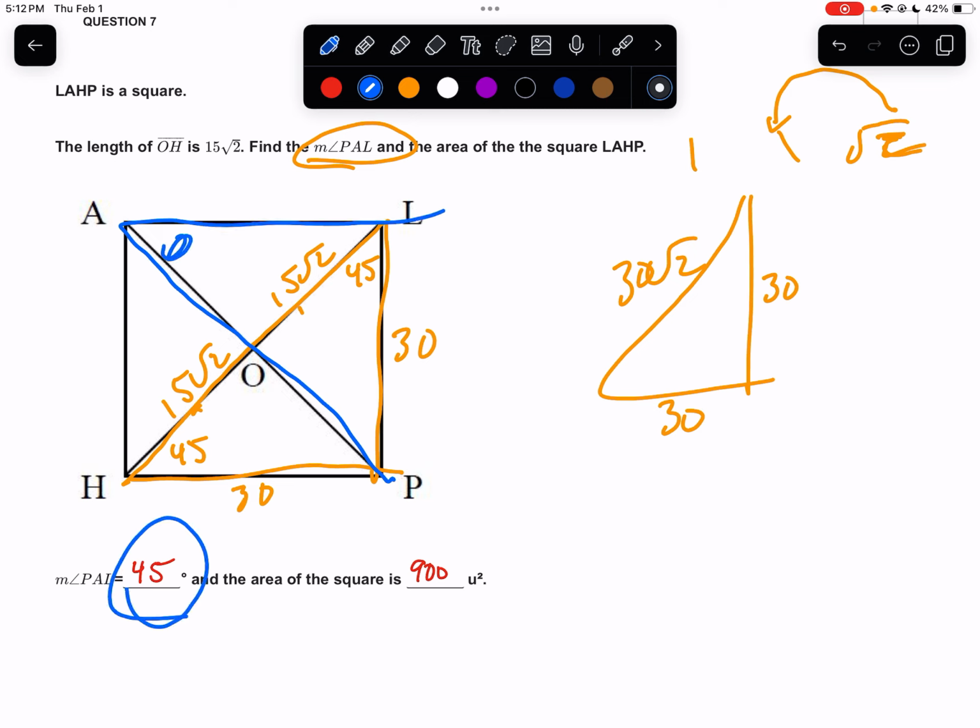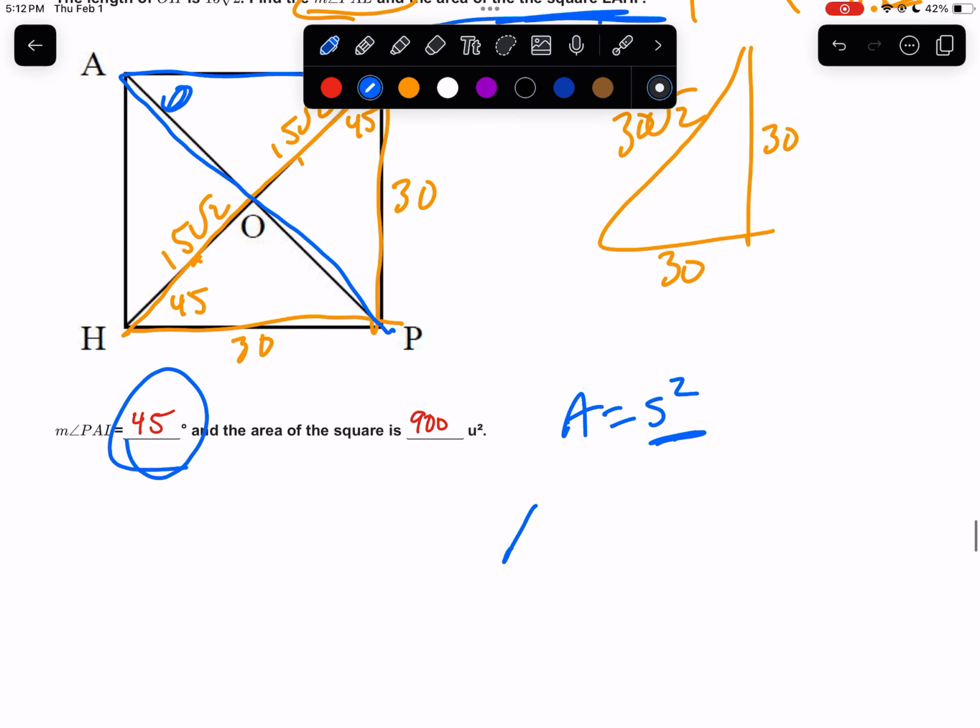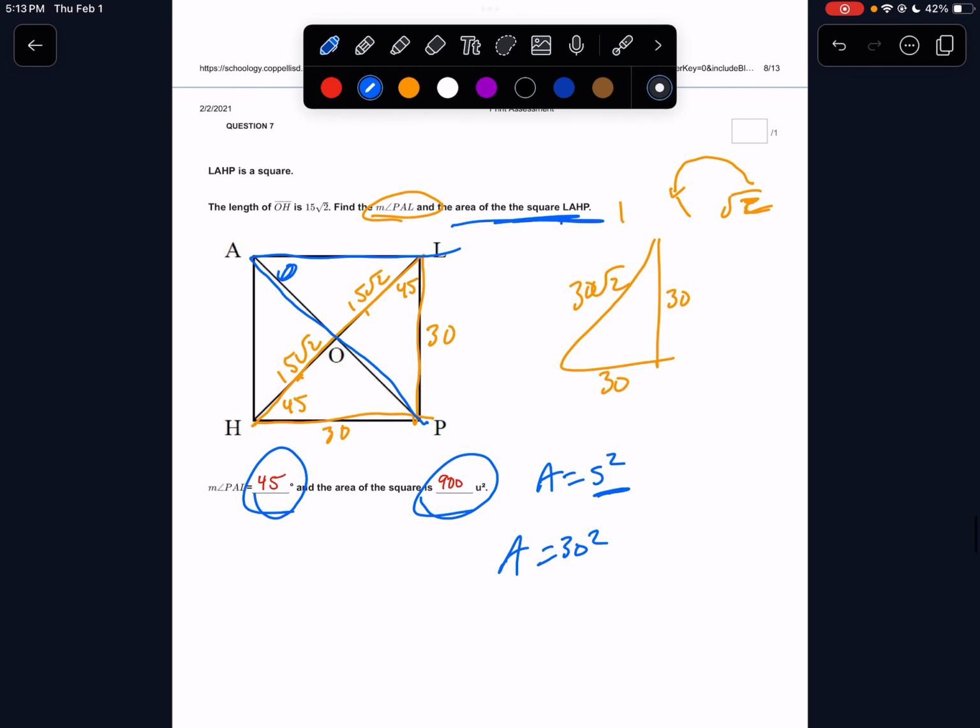What is the area of the square? Well, the area of a square equals the side squared. That's where the term squaring comes from. Area equals 30 squared, or 900. 45, 45, 90 rules. You better do it. If I see sine, cosine, or tangent on that, I might have to kick you in the shins. Don't make me find your shins.